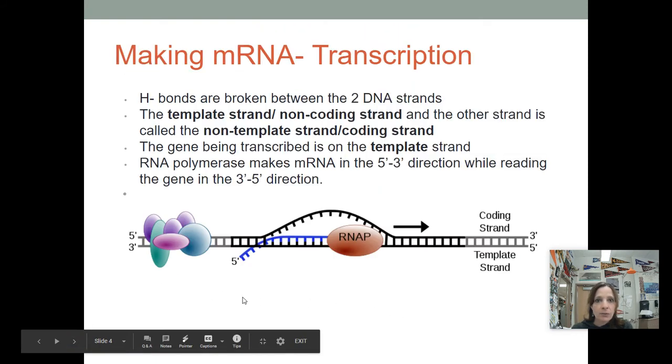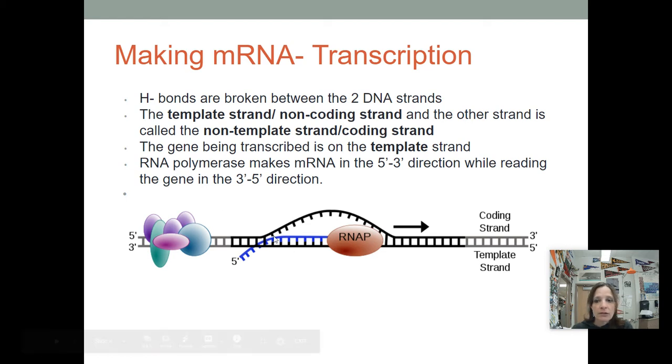So how do we make mRNA? So first of all, the hydrogen bonds are broken between the 2 strands. The template strand is called the non-coding strand, and then the non-template is called the coding strand. The gene is transcribed on the template strand.